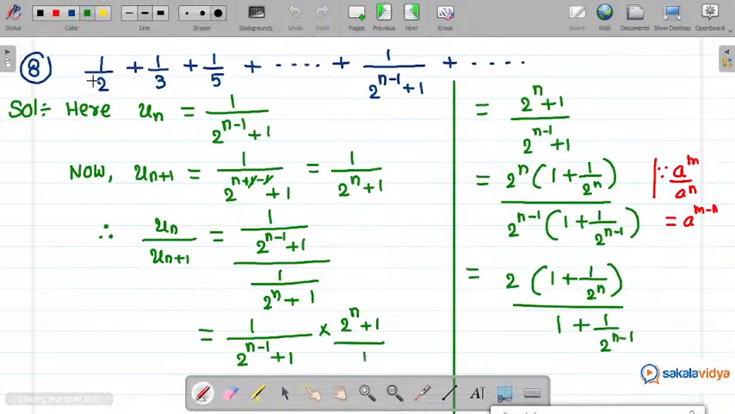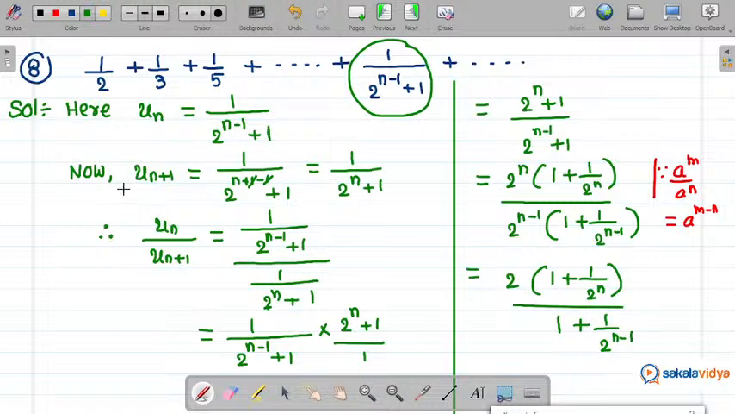See, you are asked to test or discuss the convergence of the series 1 by 2 plus 1 by 3 plus 1 by 5 plus so on plus 1 by 2 to the power of n minus 1 plus 1, and so on. Here the nth term is given. Un is equal to 1 by 2 power n minus 1 plus 1, as it is consisting of a power term. Power term is 2 to the power of n minus 1 plus 1. So we need to apply the D'Alembert ratio test, that's all.